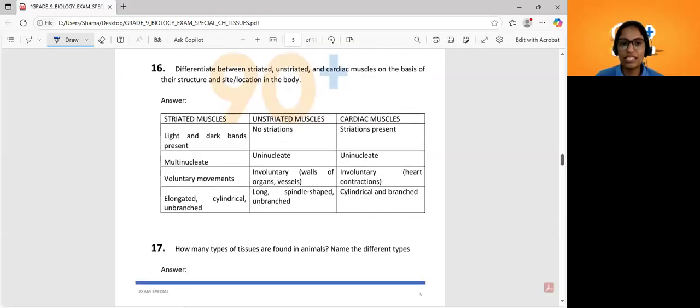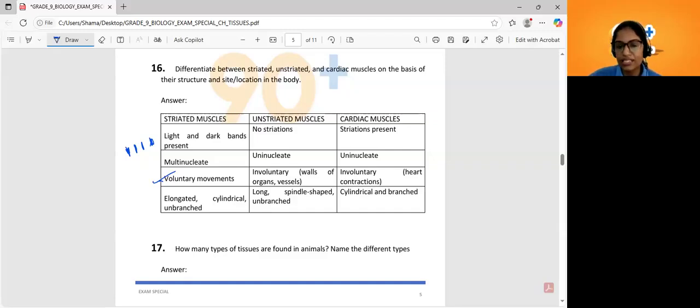And the 16th question is, differentiate between striated, unstriated and cardiac muscle on the basis of their structure and site or location in the body. So striated muscles have light and dark bands present. In the case of striated muscle, we know that there are dark and light bands present, and they are multinucleated. More than one nucleus can be seen, and they are voluntary. They are seen in the parts of the body which we can move according to our will, and they are elongated, cylindrical and unbranched.